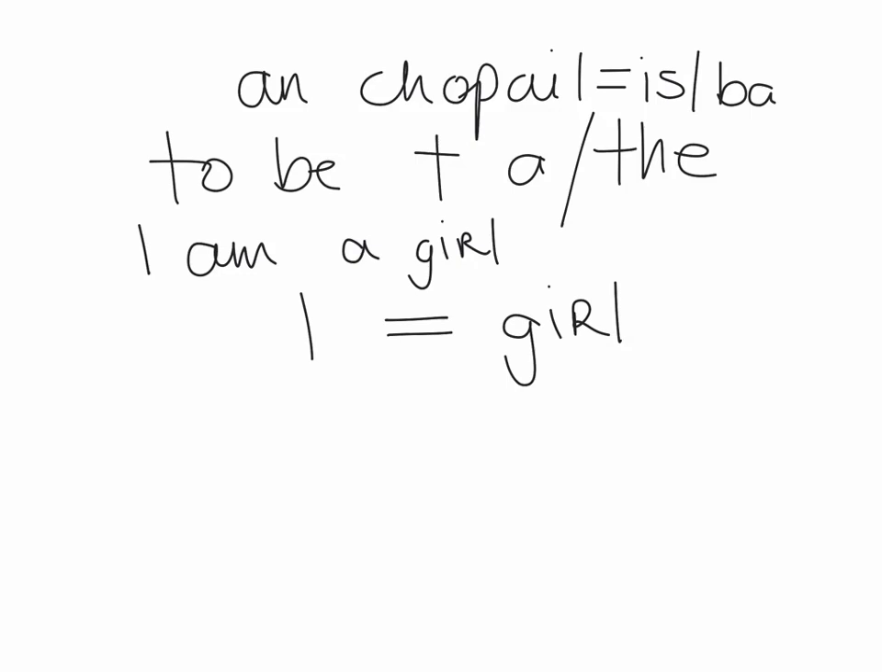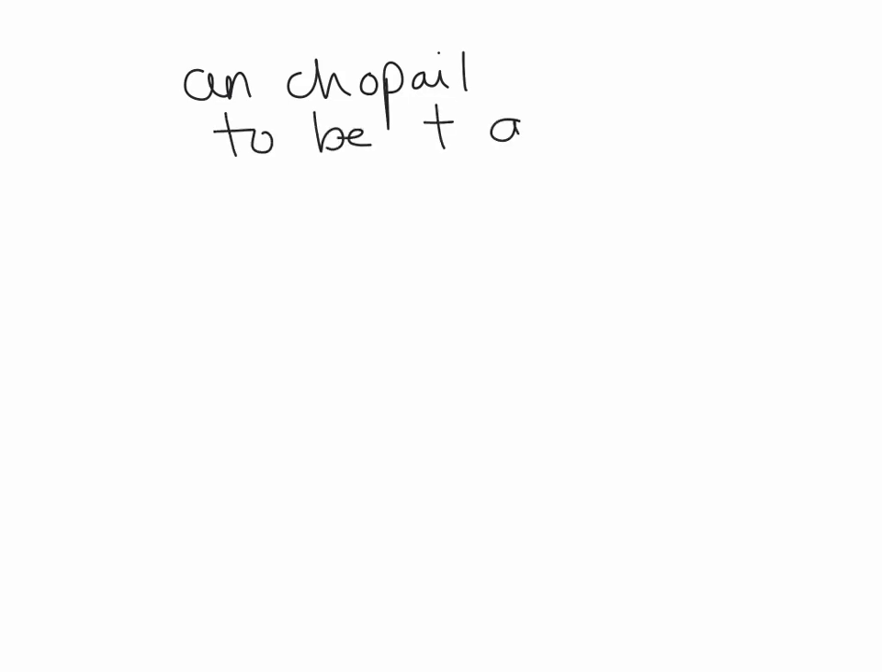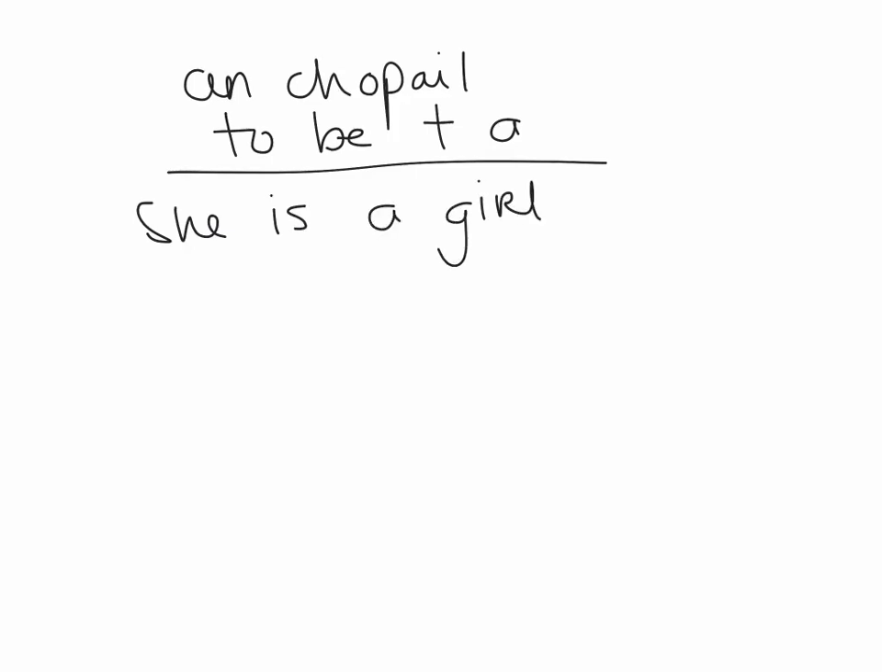Okay, so now we're going to look at an example with the copula. So the best way to do this is really with an example. So we'll say she is a girl. So it's the verb to be and we need to make a decision: is it the copula, or is it going to be bím, tá mé, beidh mé? So she is, that's definitely the verb to be, and there's a in the sentence. So she is a girl. She equals girl. So I think it's the copula because we have the verb to be and we have a, and the sentence does mean she equals girl.